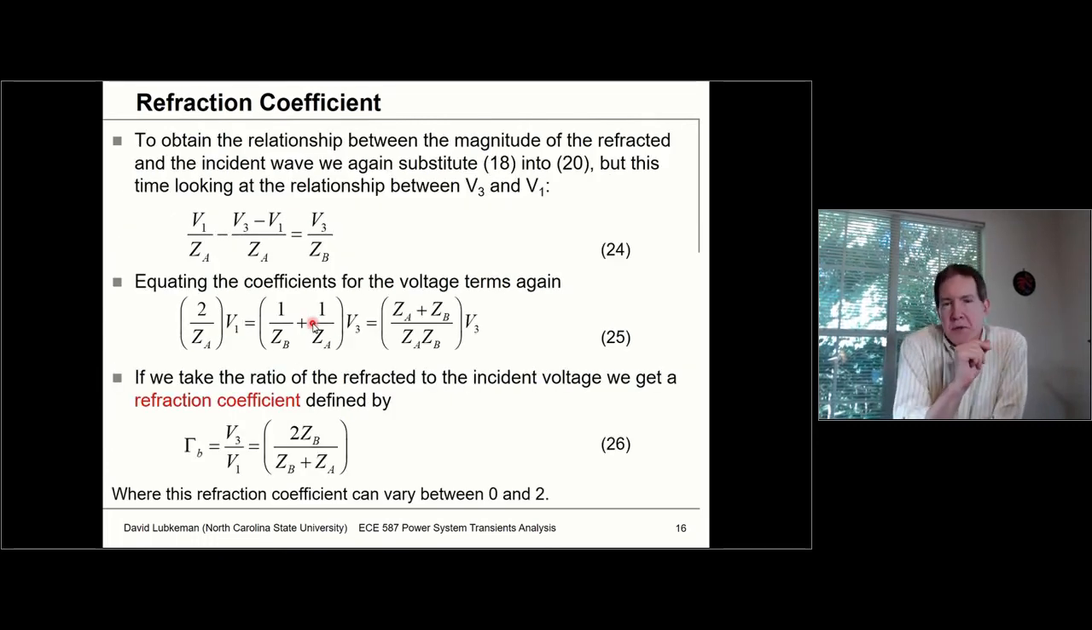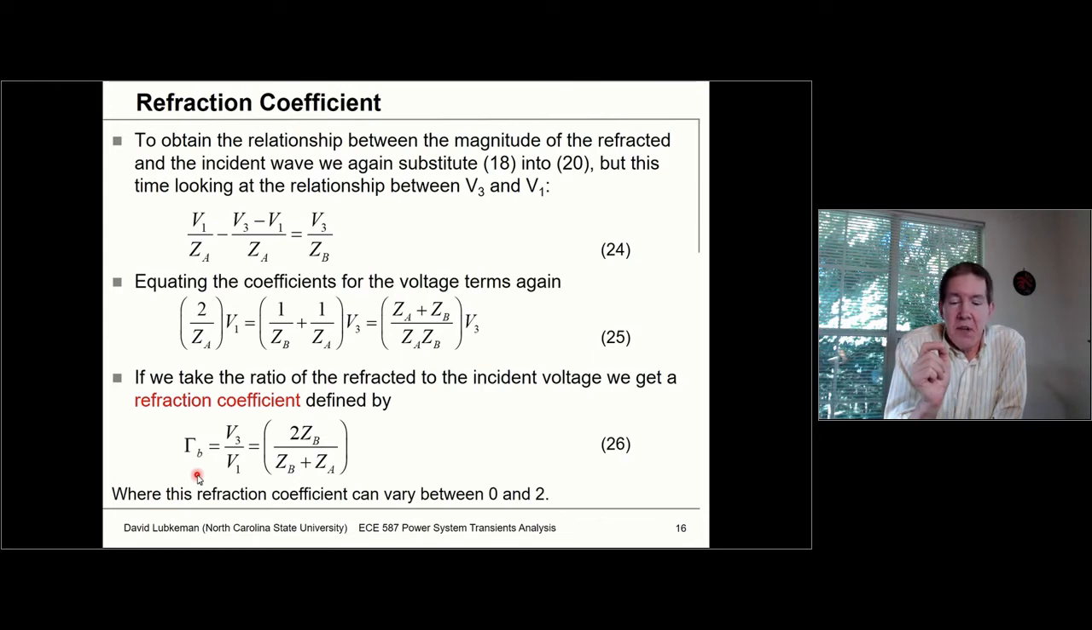As far as what's refracted, in terms of how much of that original forward traveling waveform gets onto that second cable section B, what we're going to need is what's called a refraction coefficient. If you go through the math, you can see that this refraction coefficient is going to be the ratio of V3 to V1, which turns out to be 2 times ZB divided by ZB plus ZA. So what values can we have for this refraction coefficient?